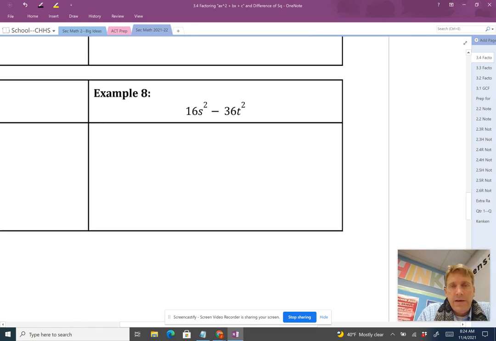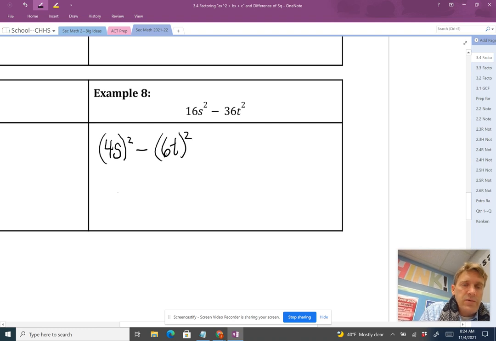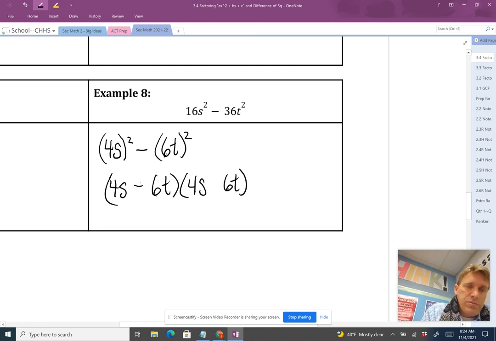And then finally, number 8, 16s squared minus 36t squared. So I'm going to jump straight into this. 4s quantity squared. Make sure that you're careful with your s's so they look very s-like and not very 5-like. 4s squared minus 6t quantity squared. And so what do these look like? 4s, 6t times 4s and 6t, and then a plus and a minus. And that's difference of squares.